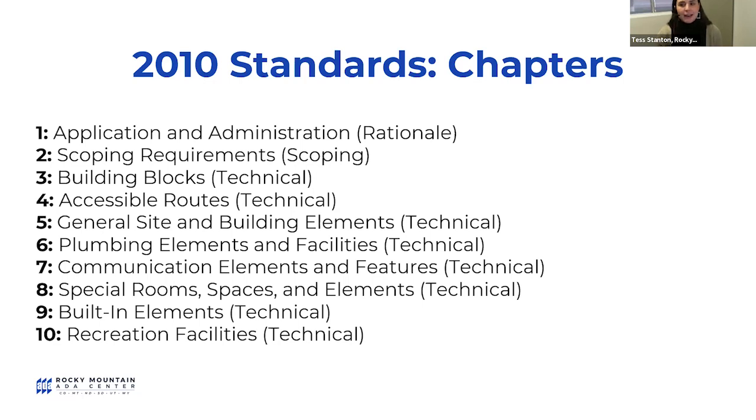And the examples I gave for each chapter are not exhaustive. So these chapters cover a lot more than what I listed today, but this gives you an overview of all the things the chapters cover. So if you're interested in making your restrooms accessible, you'd want to refer to chapter 6, for example.